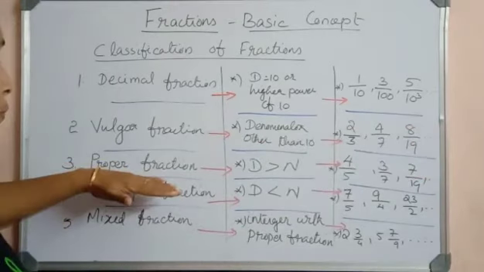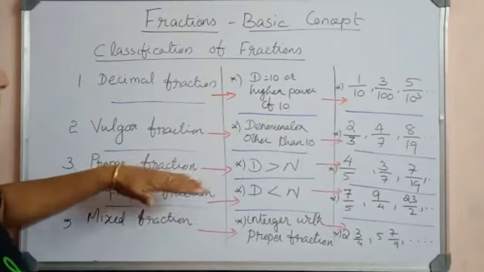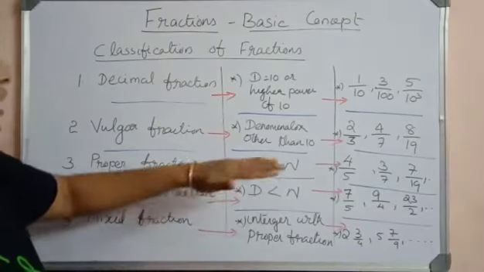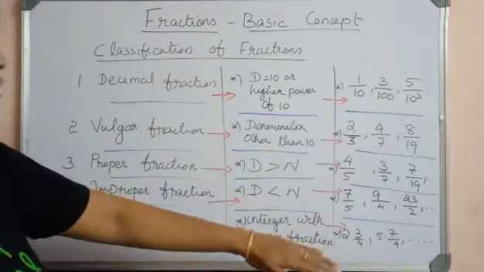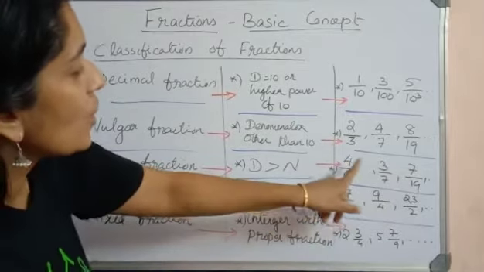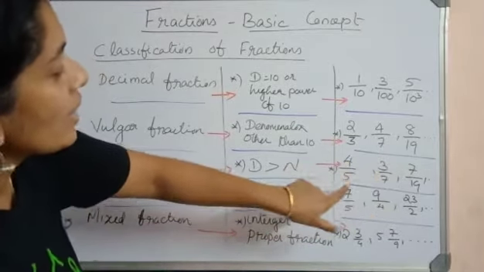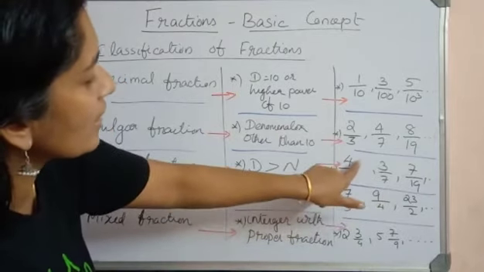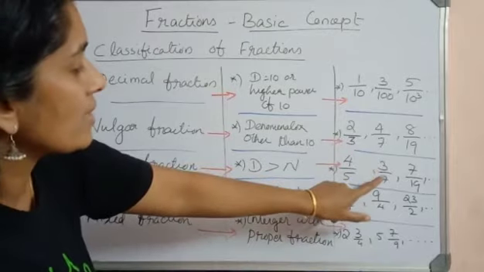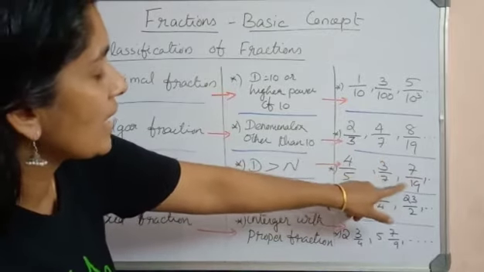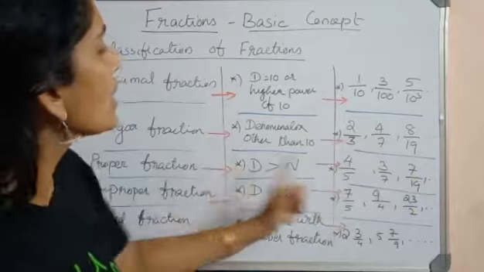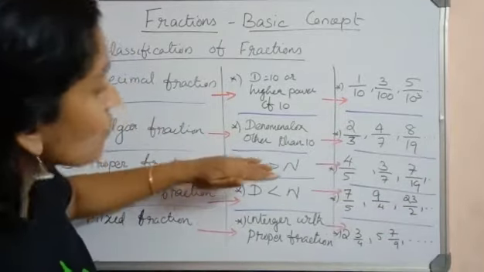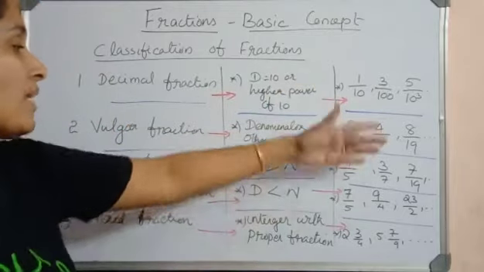The next is proper fraction. A fraction is a proper fraction when the denominator is greater than the numerator. Denominator should be greater than the numerator. Look at the numerators here: 4, 3, 7, etc. And if you look at the denominators, you can see that the denominators are greater than the numerators. 3 by 7, 7 is greater than 3; 7 by 19, 19 is greater than 7. So these are the examples of proper fractions. Proper fractions are fractions with a greater denominator than the numerator.